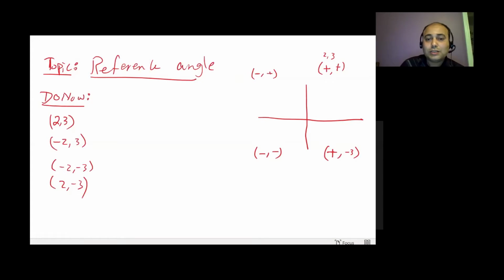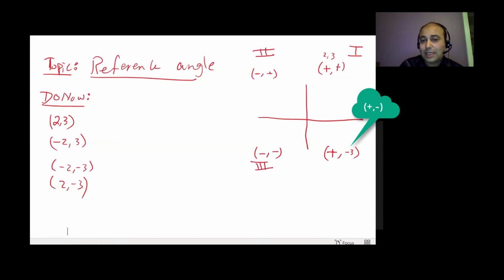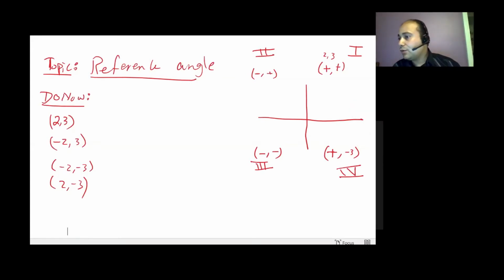Just remember that this is your first quadrant, this is your second quadrant, this is the third quadrant, and this is your fourth quadrant. Okay, I just labeled it. We got this? Do you understand that?